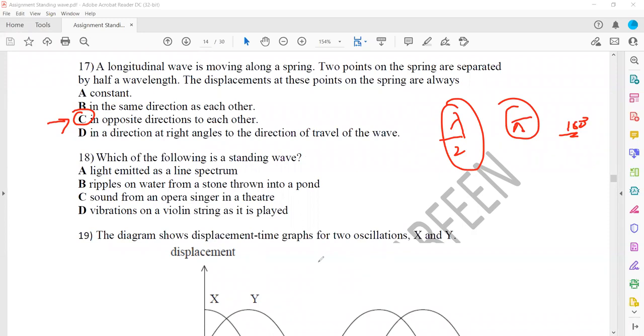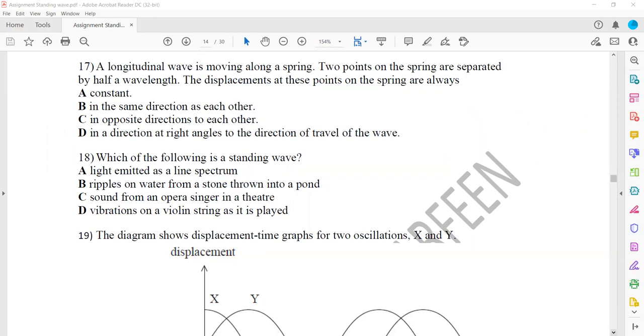Which of the following is a standing wave? A standing wave means a wave which is confined within a region. We call that a standing wave. Light emitted as a line spectrum, wrong. Ripples of water thrown, they travel. Sound from an opera singer in a theater is actually traveling from one place, a progressive wave. But the vibration of a violin string which is played, because strings of the instrument produce a standing wave which enhances the sound. So that's why D is the right answer.